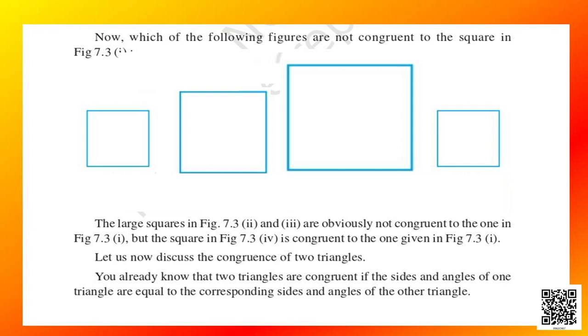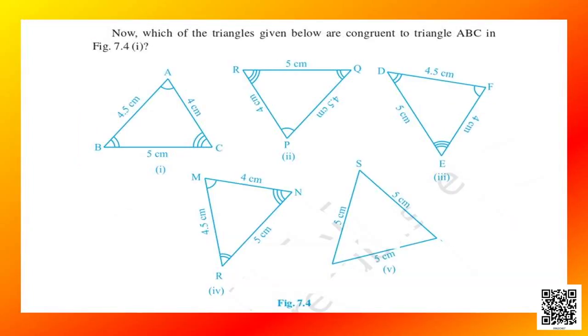That means if we place these two squares one on another, then they will cover themselves exactly. You will feel as if there is a single square rather than two squares, because the squares are covering each other completely, isn't it? Now, let us discuss congruency of some triangles.